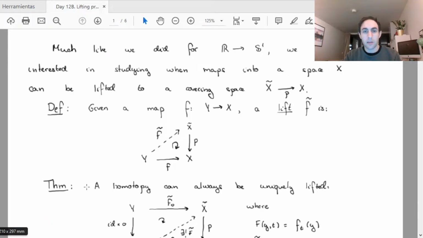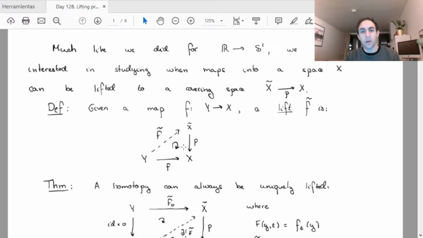So how does this go? The situation is as follows. I have a base space X and a covering space X tilde on top. I have a map F from Y, some other topological space, into X. And what is a lift? A lift, F tilde, is a map from Y into X tilde such that this diagram commutes. Right, so it's the same doing F as doing F tilde first and then projecting down.